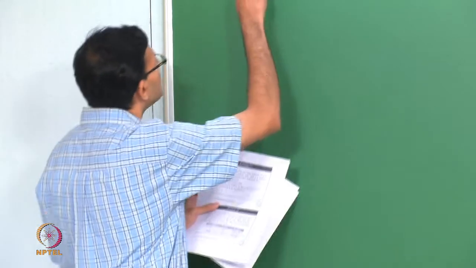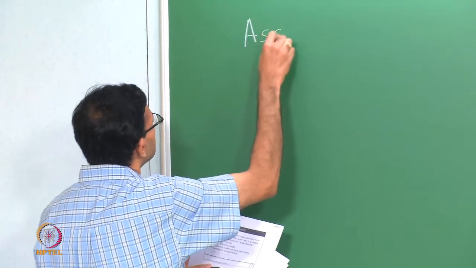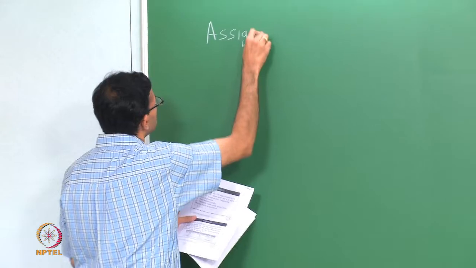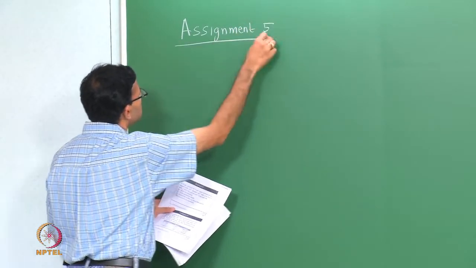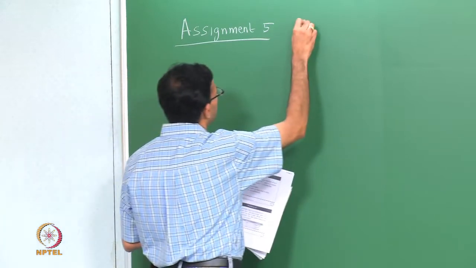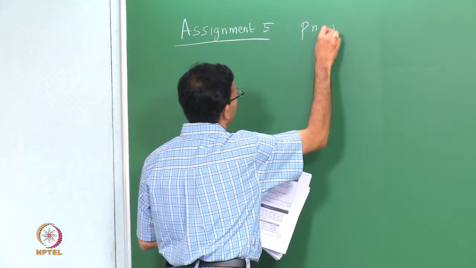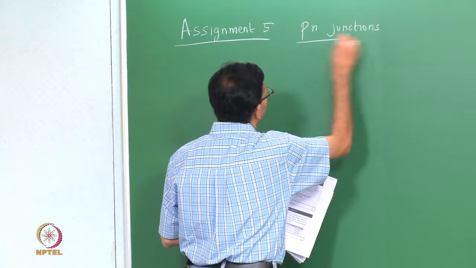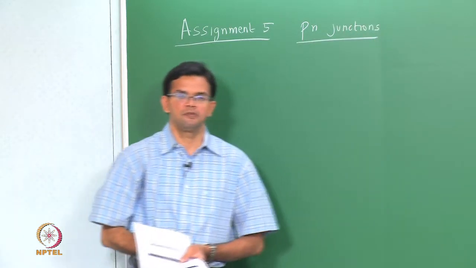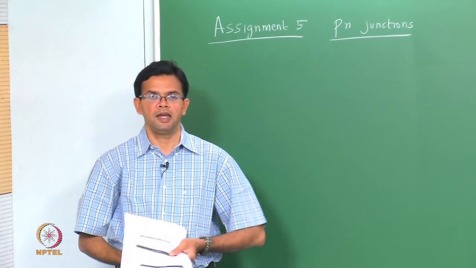In today's assignment, we are going to look at PN junctions. This is assignment 5. In assignment 4, we looked at metal semiconductor junctions. In assignment 5, we are going to look at junctions formed between P and N type.